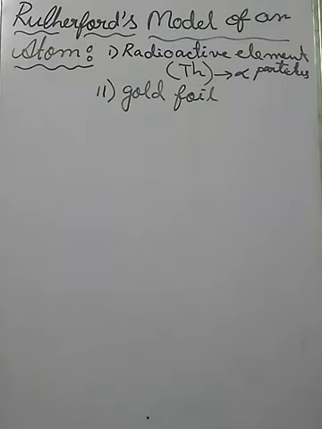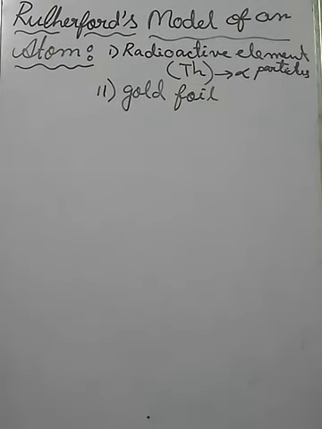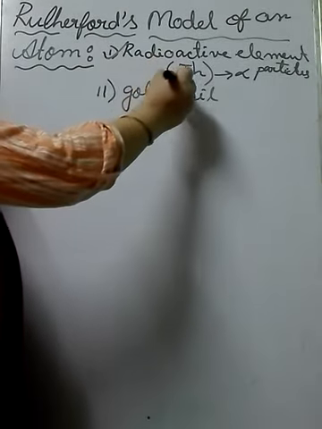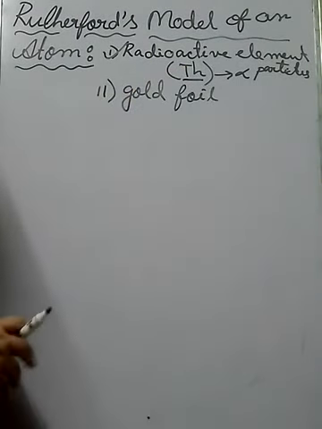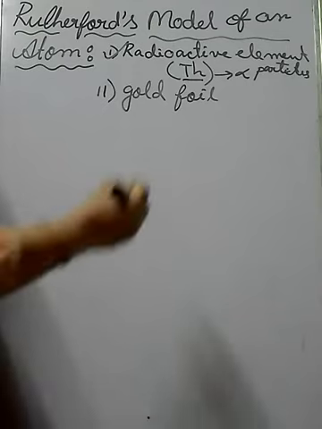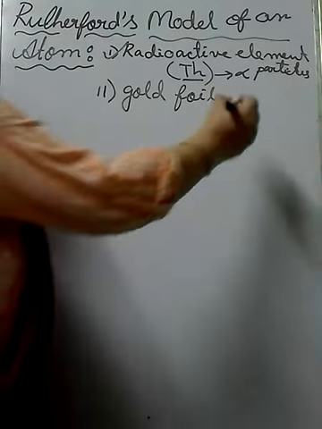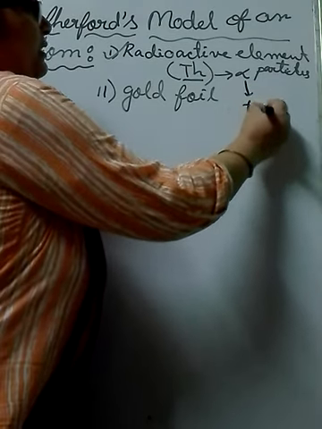Hello students, let us discuss the Rutherford model of an atom. Rutherford experimented with two raw materials. One is a radioactive element, that is thorium, and another one is the gold foil. Rutherford had taken thorium because thorium emits alpha radiation. Alpha radiations are positively charged.